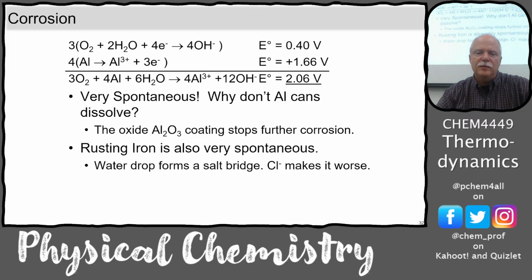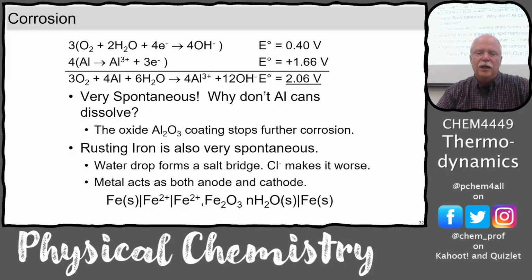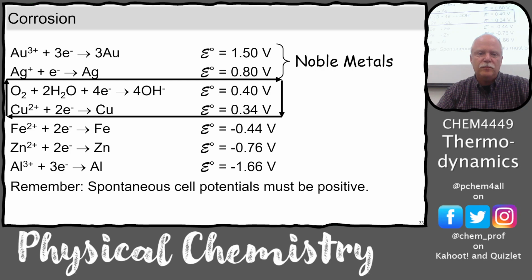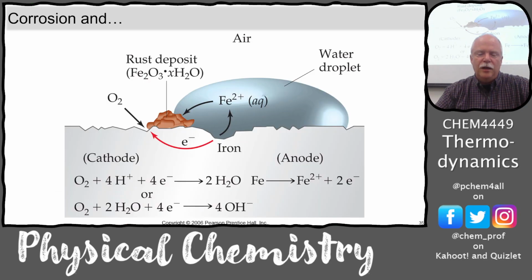So rusting iron is also very spontaneous, and the water drop will act as a salt bridge, and chloride will make it even worse. So let's look at the rusting of iron. Let me just jump ahead here. So here's iron. Oxygen comes here, and it's reacting with the iron. The iron ions here are making the rust, and the electrons. You see, the electrons are leaving here, going to the oxygen, and creating iron cations, and those iron cations are reacting with this reduced oxygen to make the iron 2 oxide.